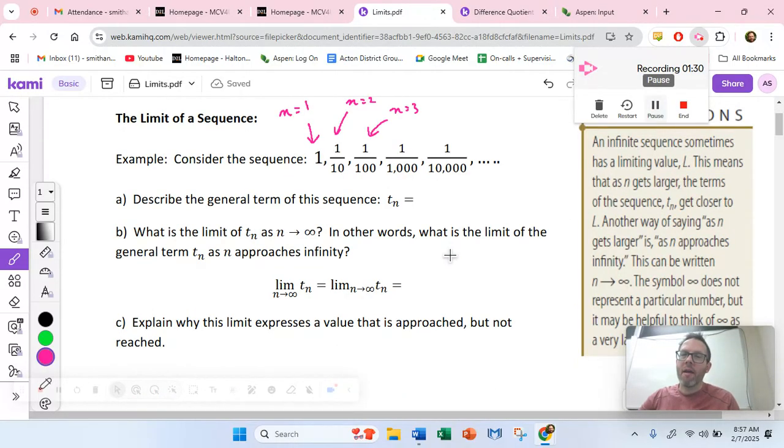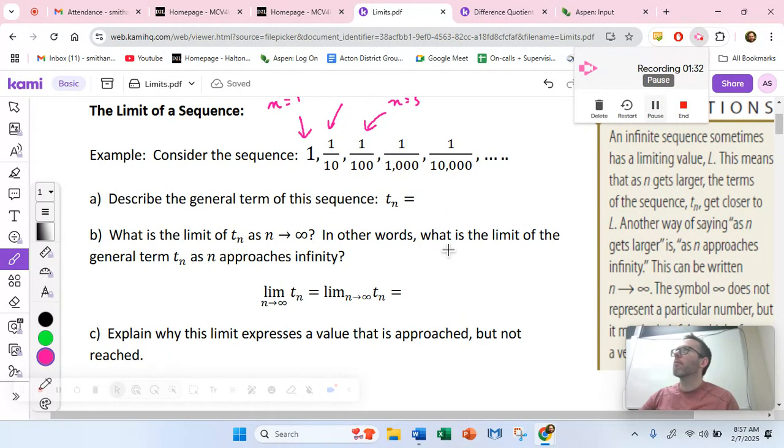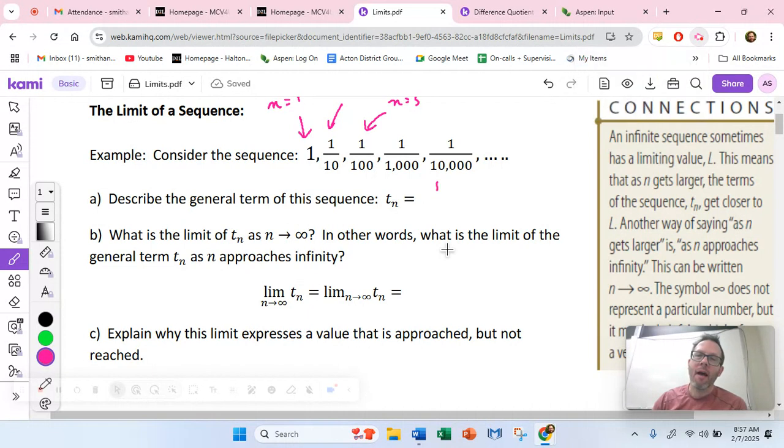Anyone think they have a formula that works? Yeah, Charlie. 1 over 10 to the n minus 1. Oh, good. Yeah, you even got the n minus 1. If you just do 1 over 10 to the n, then that would make the first term 1 over 10. So yeah, great, exactly.